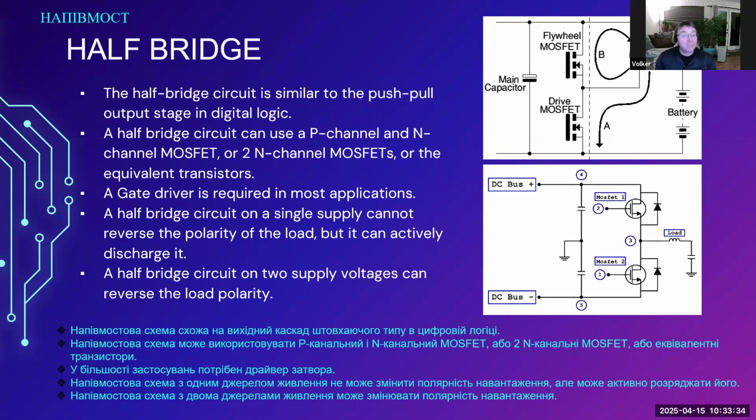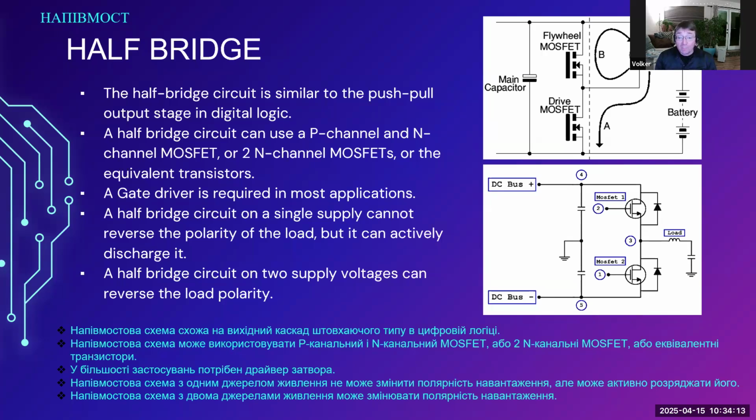For half-bridge configuration, a gate driver is required simply because you want to operate a motor at 12 volts or 24 volts or even higher, not at 3.3 volts, the power supply of the microcontroller. A half-bridge circuit on a single supply cannot reverse the polarity, but it can actively discharge it, so you can do faster switching with it, as opposed to the load switch circuit from the previous slide.